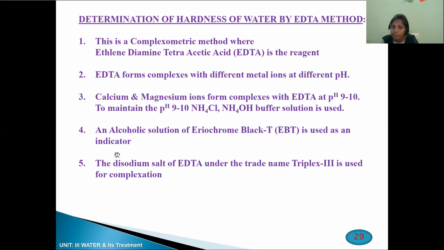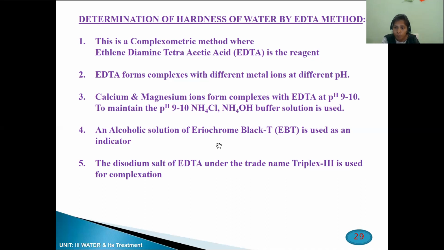To identify the endpoint, that means where the reaction completes, we need to use an indicator. In our complexometric titration, that indicator is Eriochrome Black T. This is also a complexometric indicator. We can't use general indicators like phenolphthalein and methyl orange. These are acid base indicators and are not suitable in a complexometric titration. So even the indicator must be suitable for the titration.